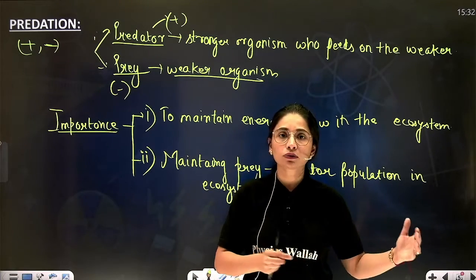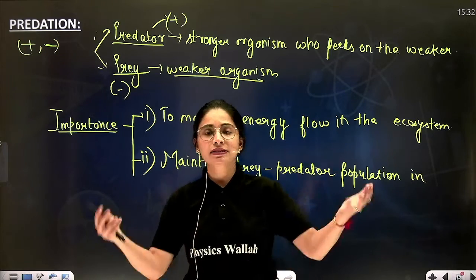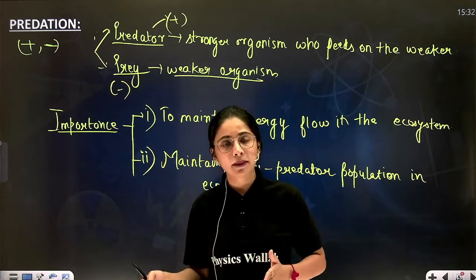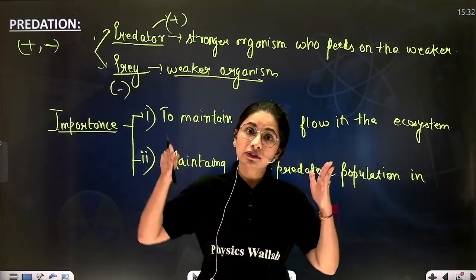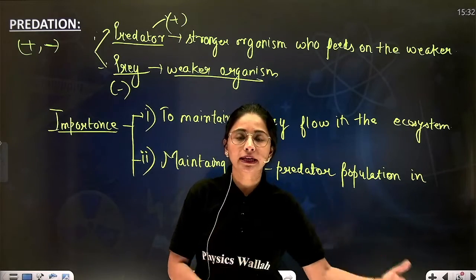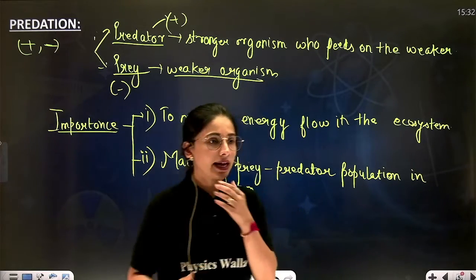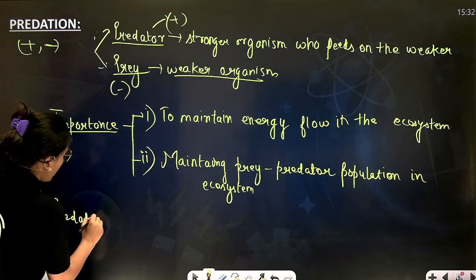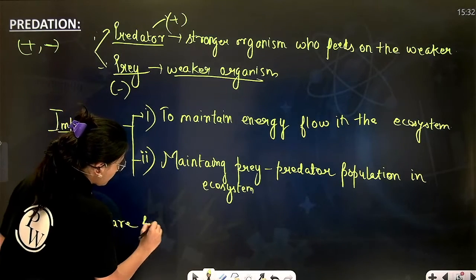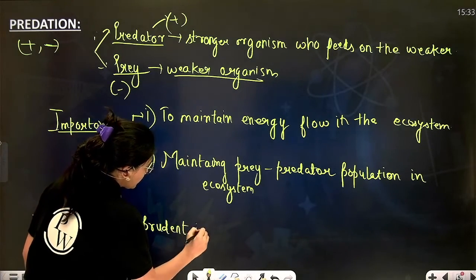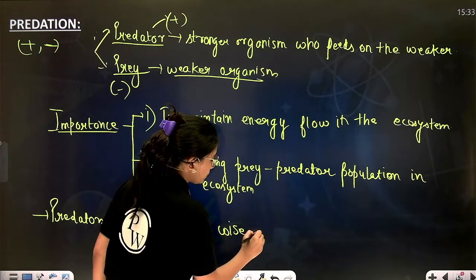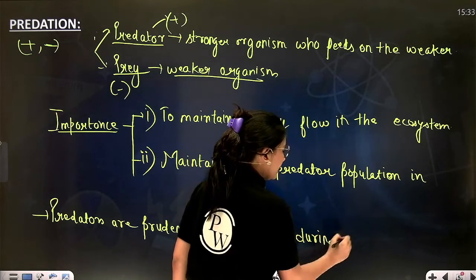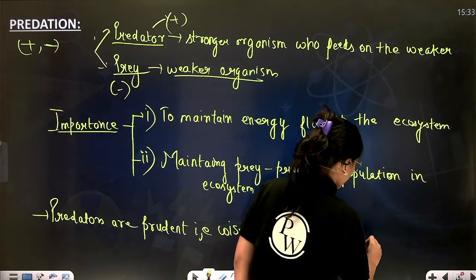It's not like the goat will go in front of the lion in the jungle and say, come and eat me. Of course, it is not going to happen. Prey will always try to escape from the predator, and the predator will also be wise enough in killing the prey. Now, this is the next important line. Predators are prudent, that is, wise enough during killing their prey, during feeding on prey.